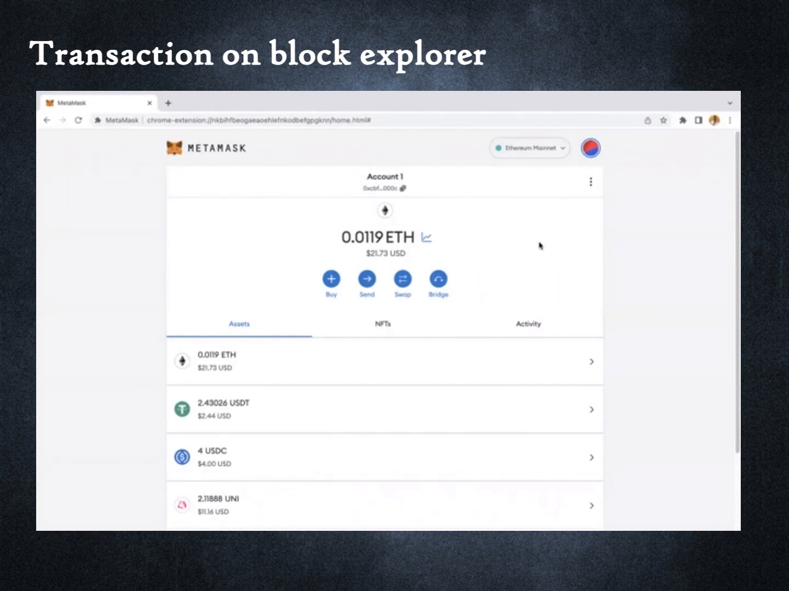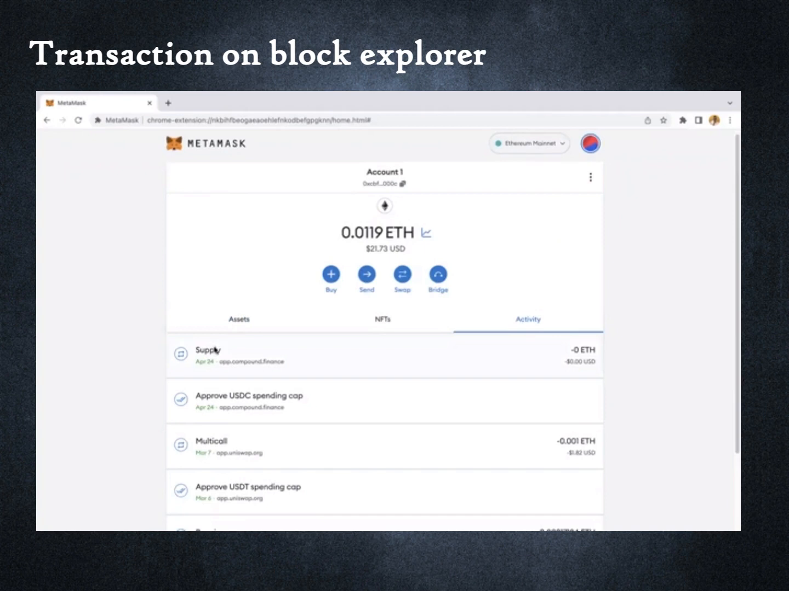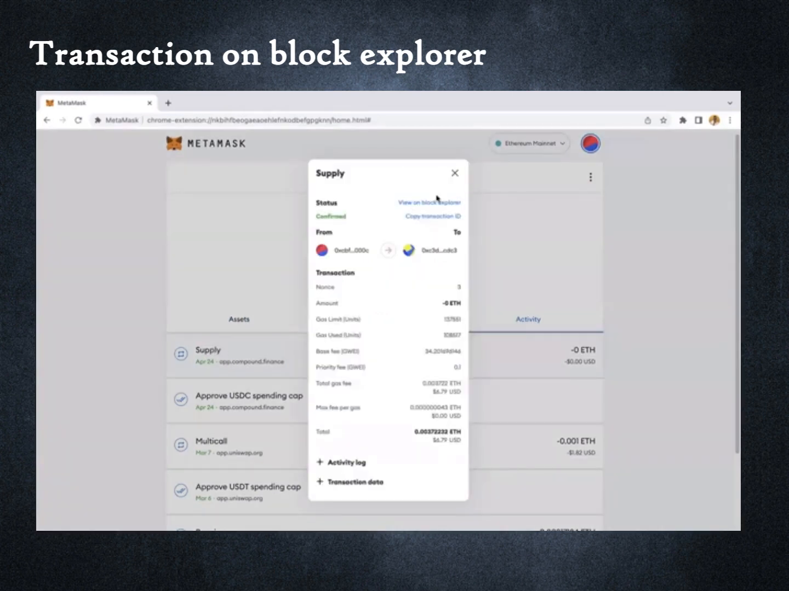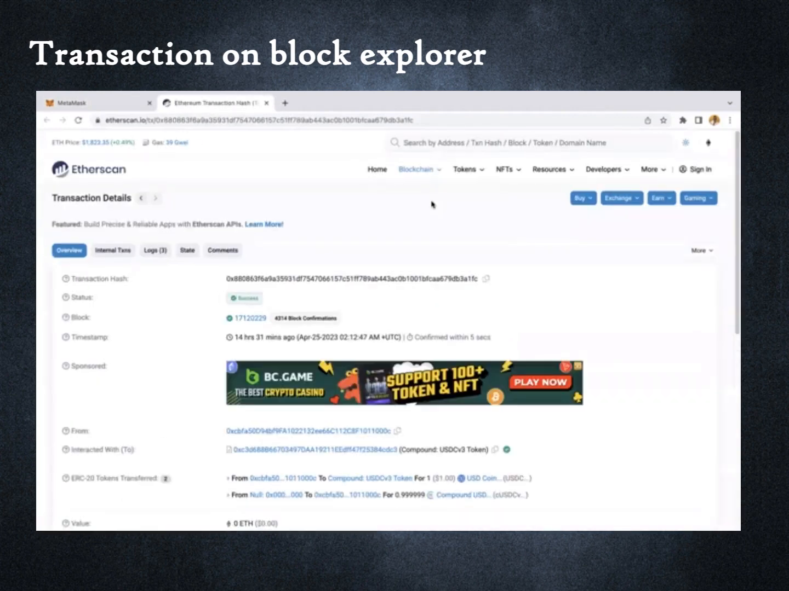I go to my MetaMask wallet. Then I click on the Activity tab. I then click on the transaction that I just processed. When the window opens up, I click View on Block Explorer. The transaction opens up. Let us give this a moment as it pulls up.